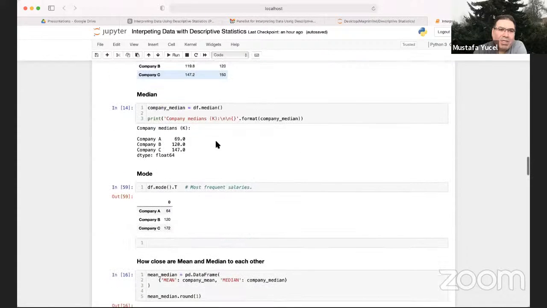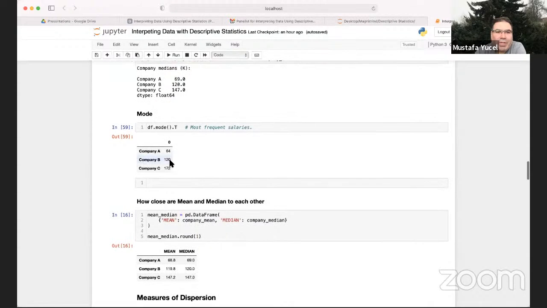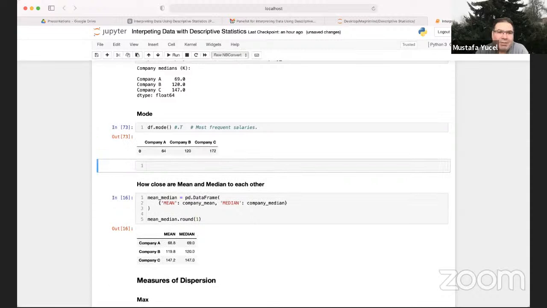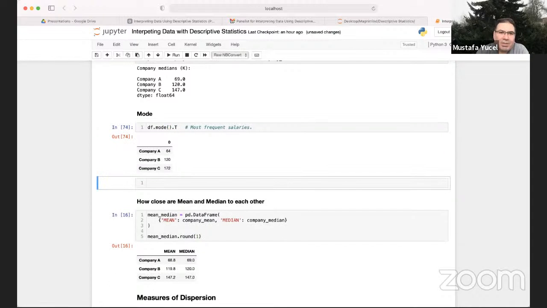Median: when you have a data frame, the median is calculated very easily. These are the medians of the salaries, company A, B, C. Mode, again, data frame mode. It's something like this. I just transposed. If you remove the transpose, you will get something like this. It's not very important, but usually I prefer transpose. It gives a better understanding for me.